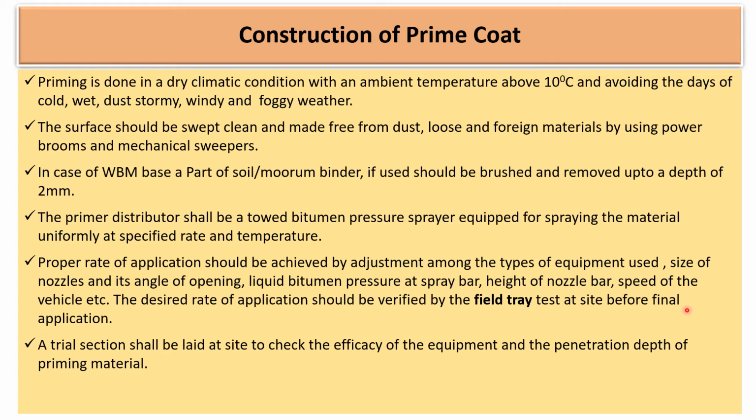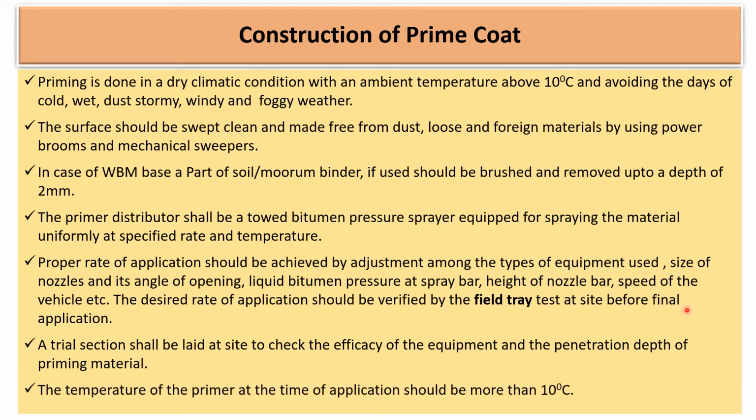In order to ensure a proper priming quantity of liquid bitumen, a trial section should be laid at site beforehand to verify the efficacy of the equipment and system used. The field test used for ensuring the desired rate of application is known as the field tray test. Fifth point is that during priming, the temperature of the primer should be more than 10 degrees centigrade to make the equipment functional for cutback bitumen as well as emulsion.